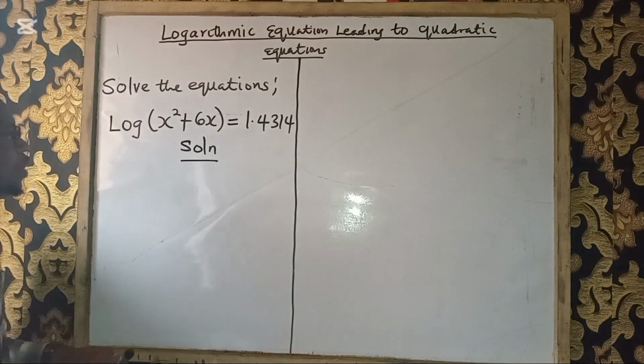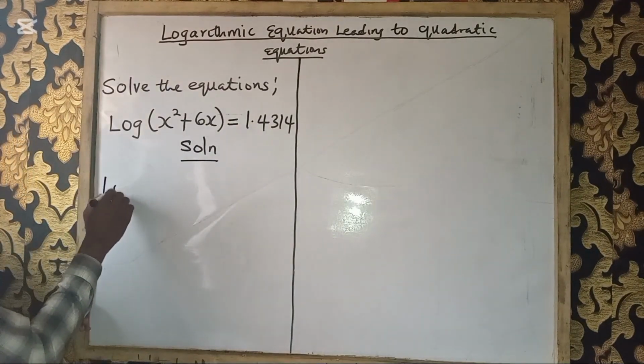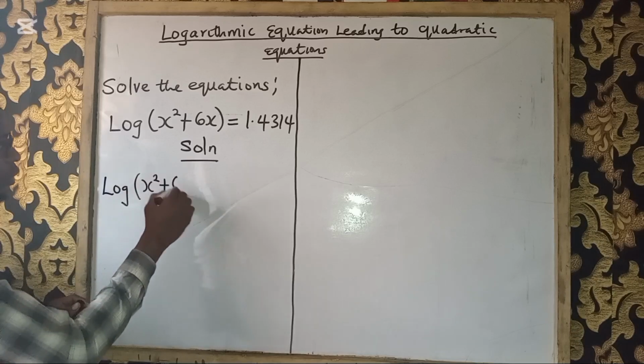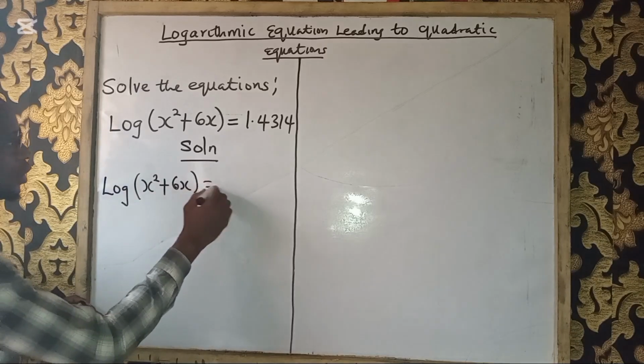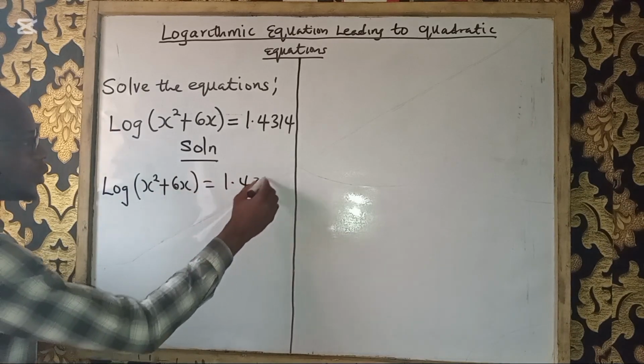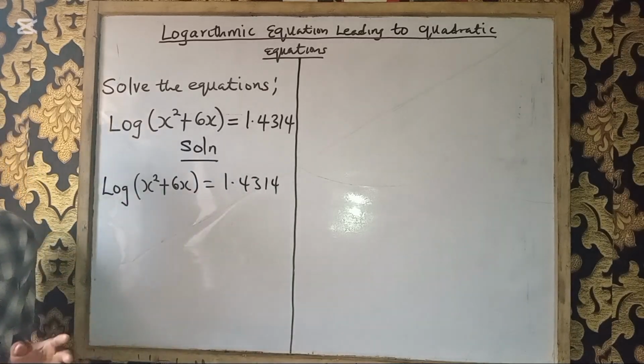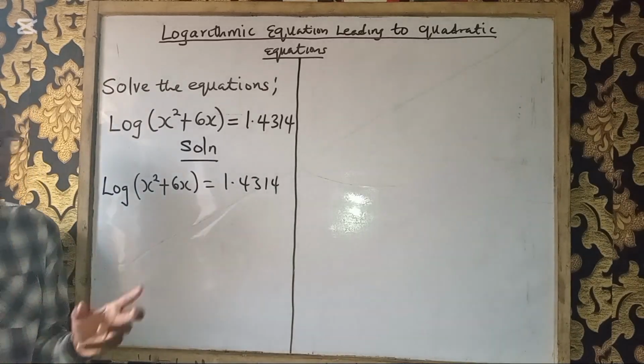The equation is given to be log (x squared plus 6x) is equal to 1.4314. Now, when you have a logarithm equation leading to a quadratic equation, how do we solve the problem? It's the same process all through.